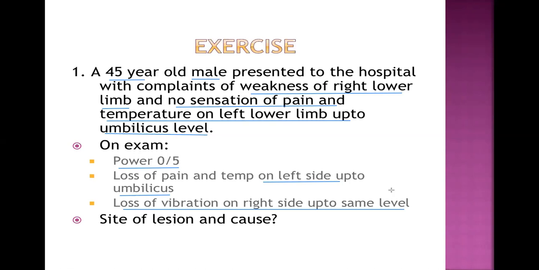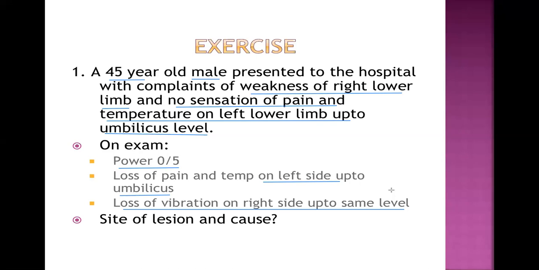Now see here. Because the weakness is present on the right lower limb and loss of vibration is also on the right side up to the umbilicus, the lesion has to be present on the right side of the spinal cord. So it is on the right side of the spinal cord. This is how you judge it.